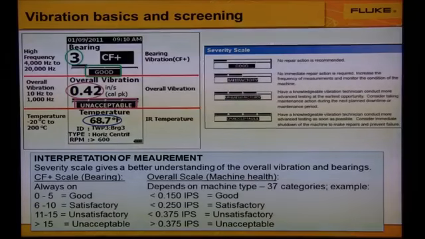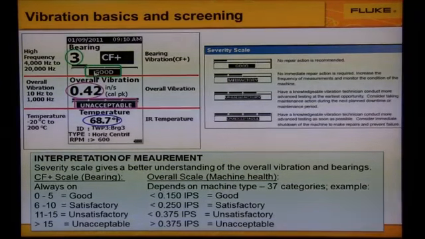The final topic we'll cover is severity. The severity scale gives the user more than just a number with no meaning. It provides a better understanding of the machine health and what action should be taken. There are two severity scales. One severity scale is the Crest Factor Plus and shows the bearing health. See the green circle and the box.